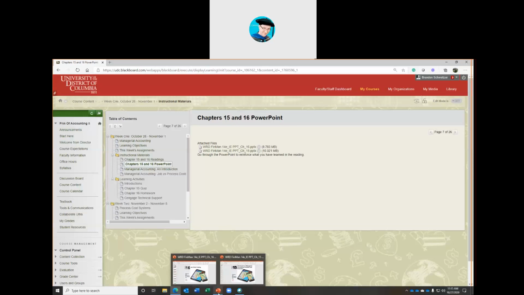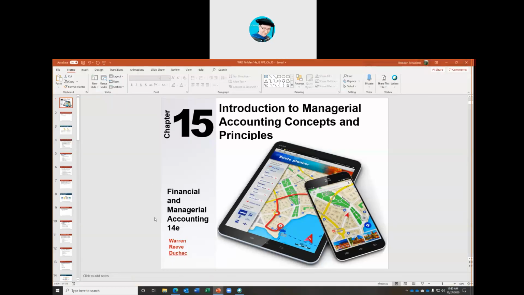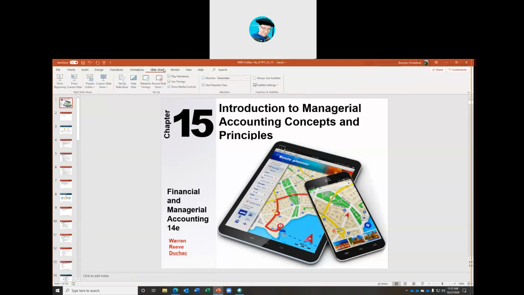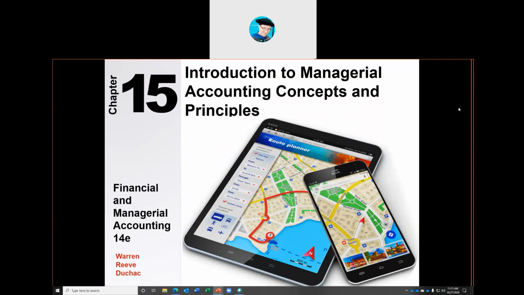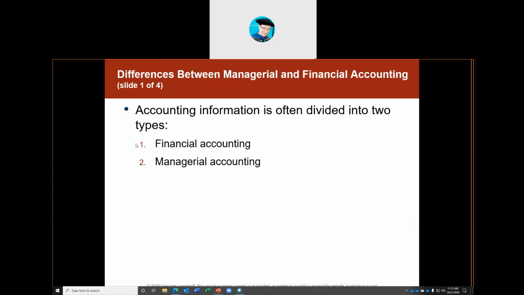Chapter 15 is the Introduction to Managerial Accounting Concepts and Principles. This chapter is relatively quick. It's not as complicated as Chapter 16 is, but there are a couple of key concepts I want all of you to understand. And again, as we continue throughout our WebEx sessions, if you have a comment, question, or concern, just feel free to unmute yourself and ask your question. I'll be happy to answer it.